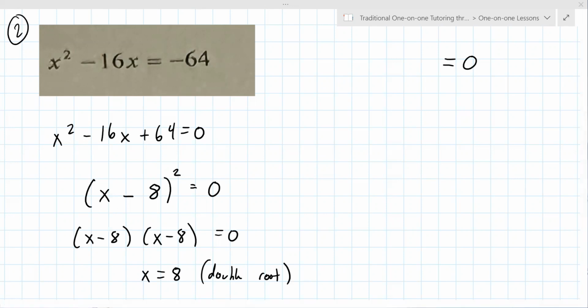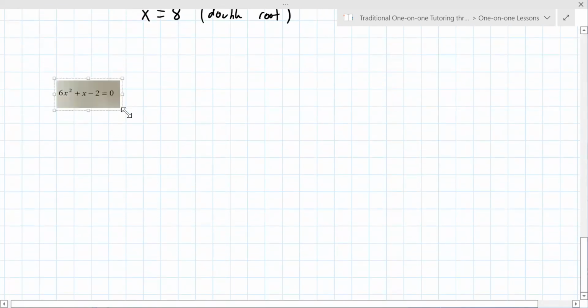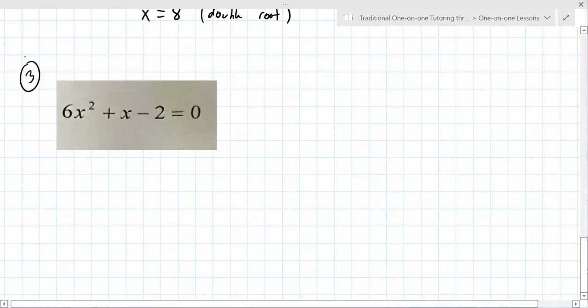Okay, so let's look at number 3. Number 3 is very much like the one that we started with. Okay. So we're gonna do that. How does Matthew know that? I go through this list just like I want you to. It's like, all right, it's not this. Oh, it's got a number in front of X that is not equal to 1. That's what I'm looking for. I'm like, oh, that's not 1. And it's not a greatest common factor. So that tells me that you're going to combine 6 and minus 2, which is negative 12.